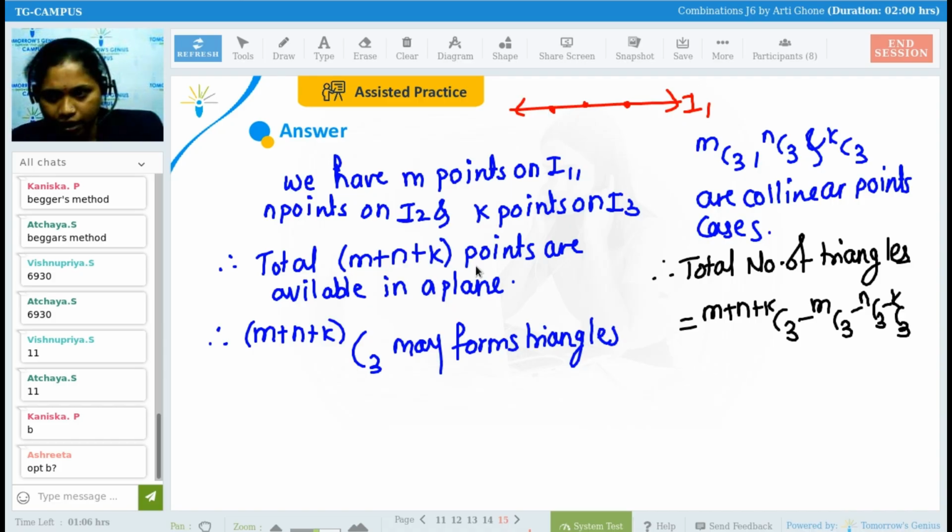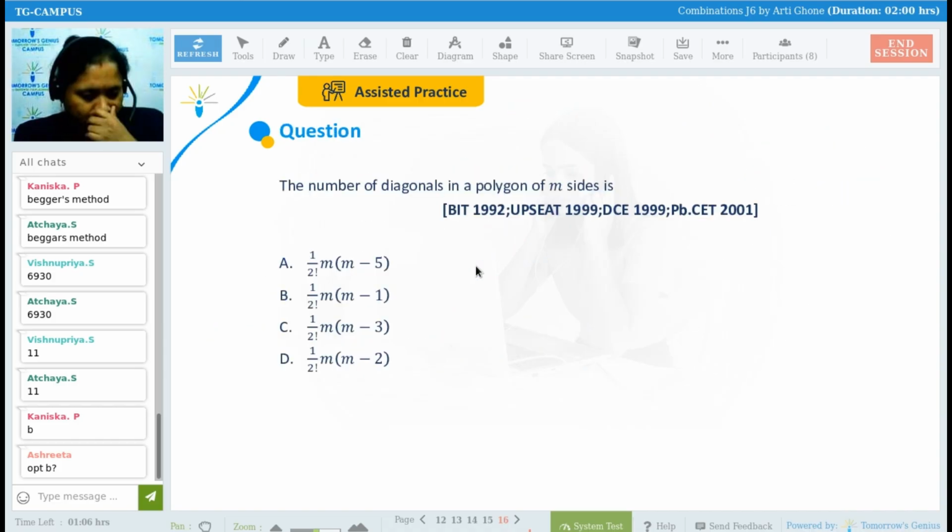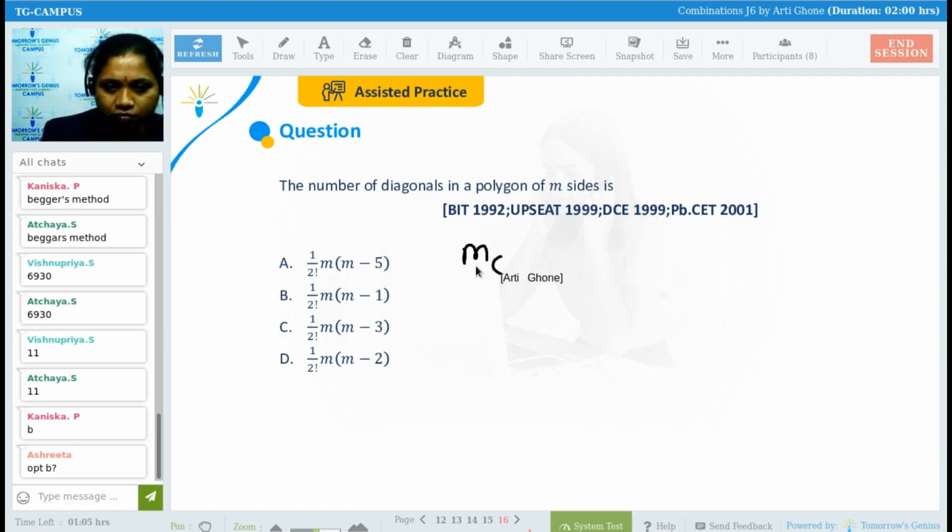Okay. Now, next question. The number of diagonals in a polygon of M sides is there. What is the formula for diagonals? In terms of n sides, we have already seen nC2 minus n. You have to solve the same formula in terms of m and tell me the answer. Clear? So solve the expression mC2 minus m, and you will get the answer. Clear? Okay. Try to solve mC2 minus m.